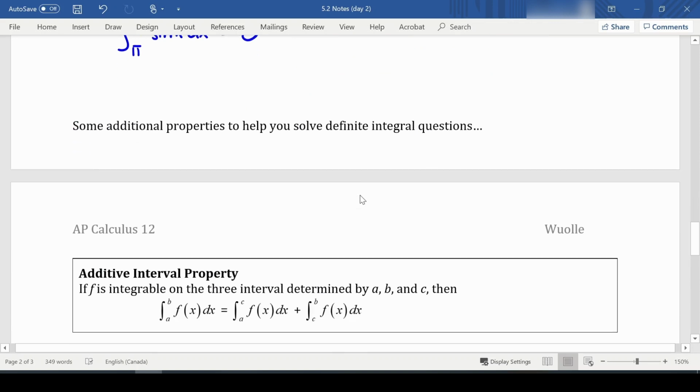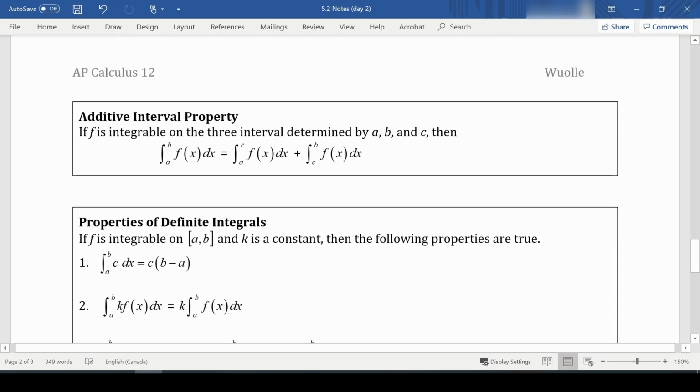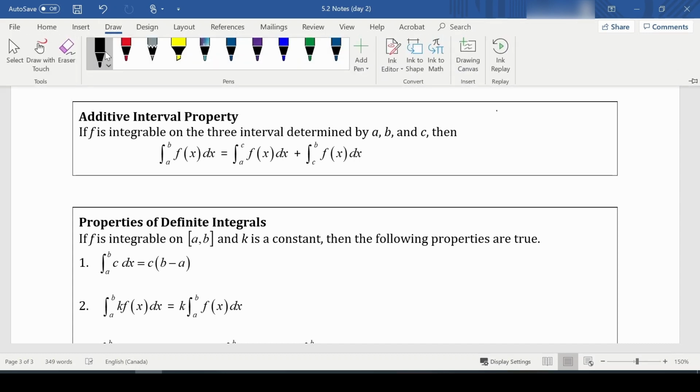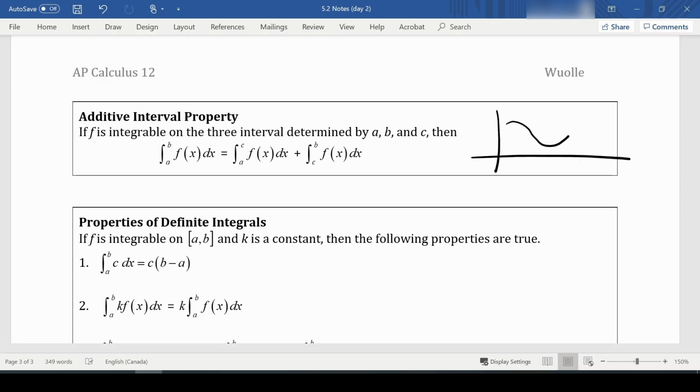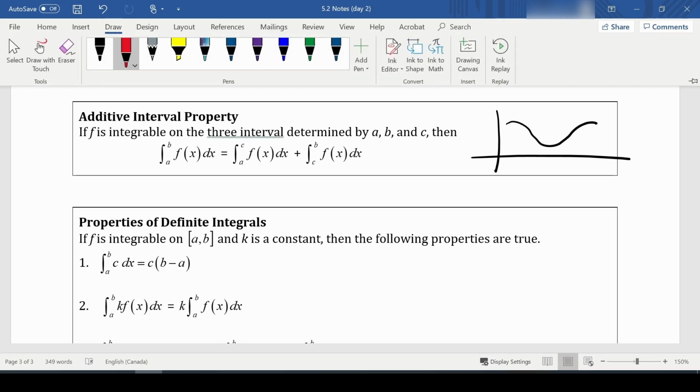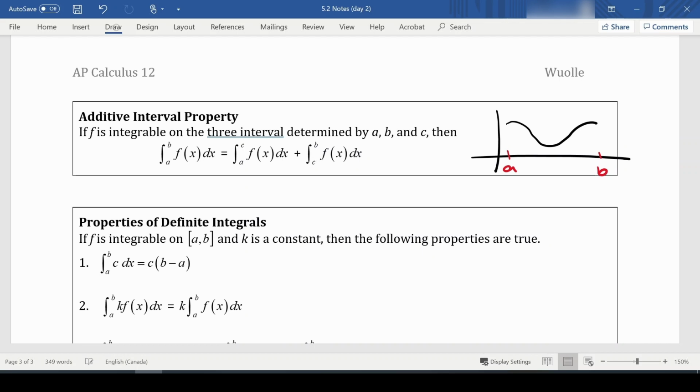So, some additional properties to help you solve definite integral questions. The additive property says that if you have an integral from a to b of f of x dx, you can split that up to be the integral from a to some extra number c, usually in the middle of our interval, plus the integral from c to b of f of x dx. What that might look like is something like this. Maybe our a is here and our b is here. In order to calculate the area, we might say, okay, we're going to do an extra c. We're going to do this area plus this area.